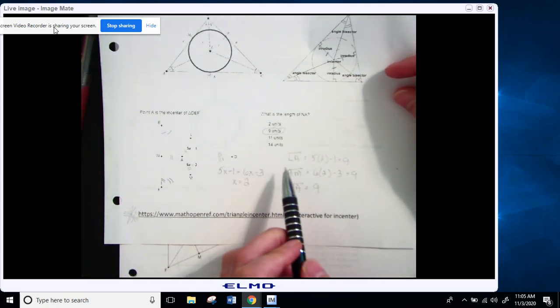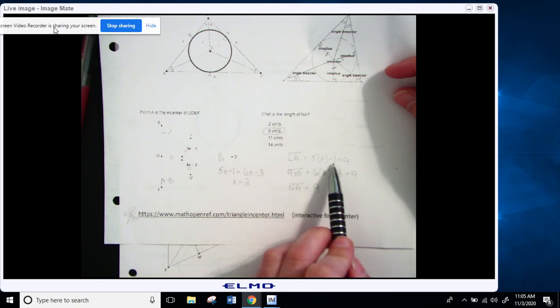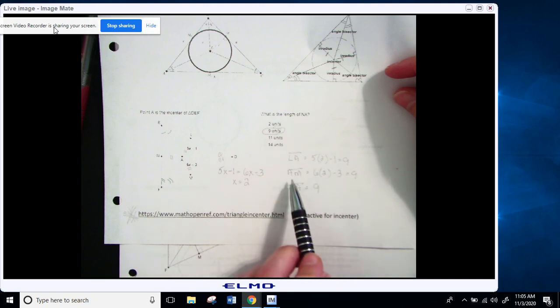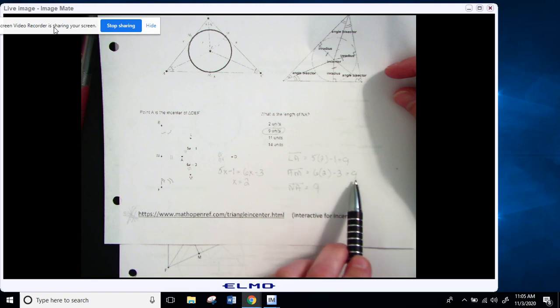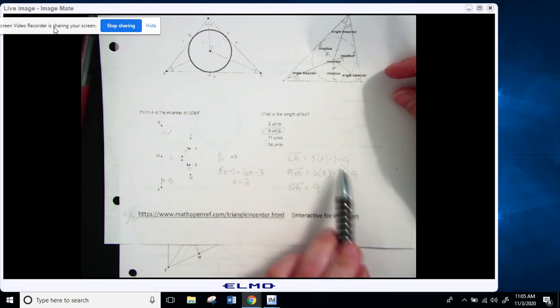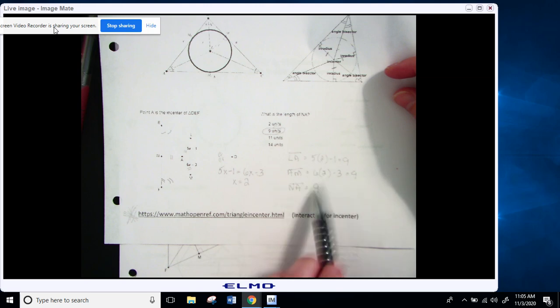So one of them, my LA, was 5 times 2 minus 1, which is 9. The other one, AM, is 6 times 2 minus 3, which is 9. So obviously, all three of these have to be the same. So we could have just found either one of those, and your answer would have been 9.